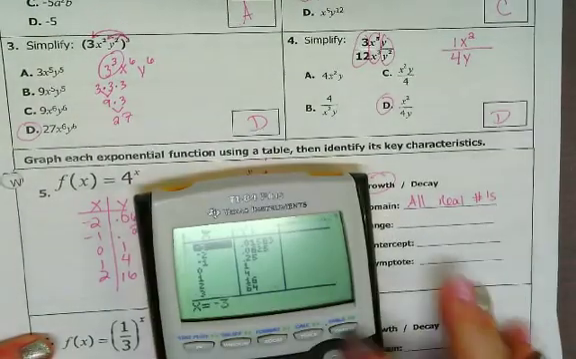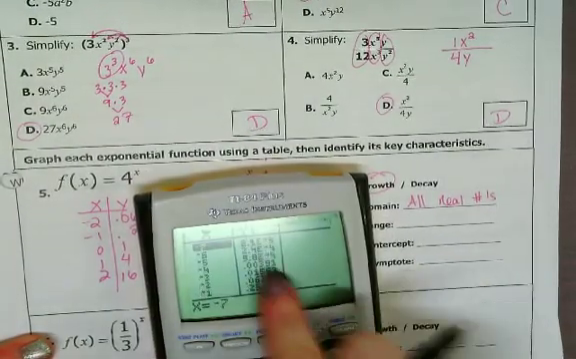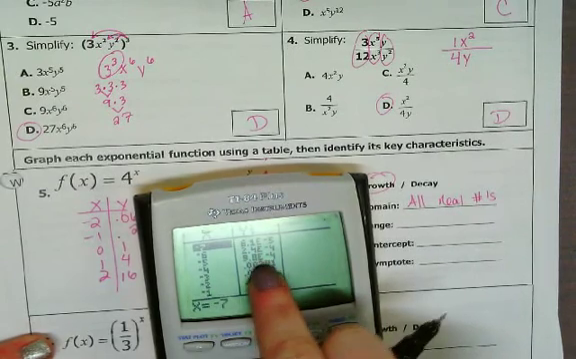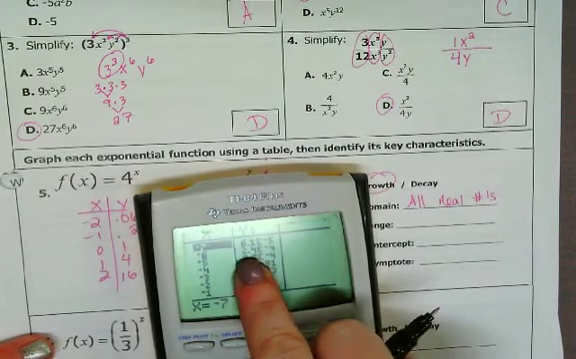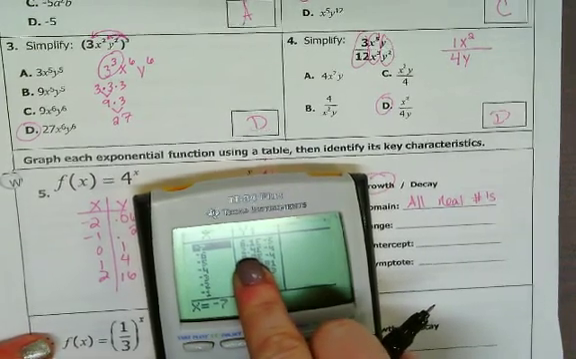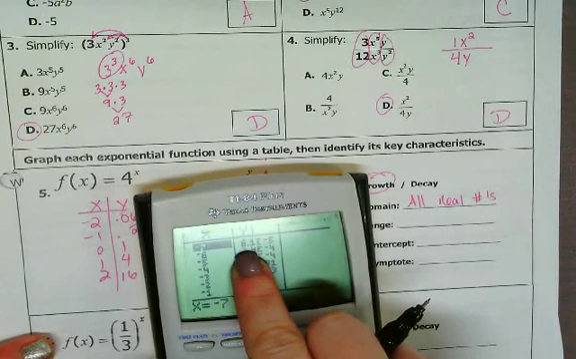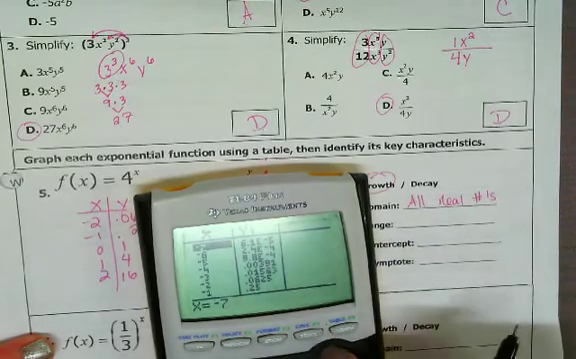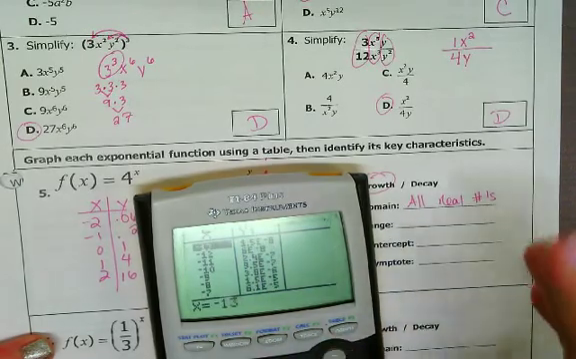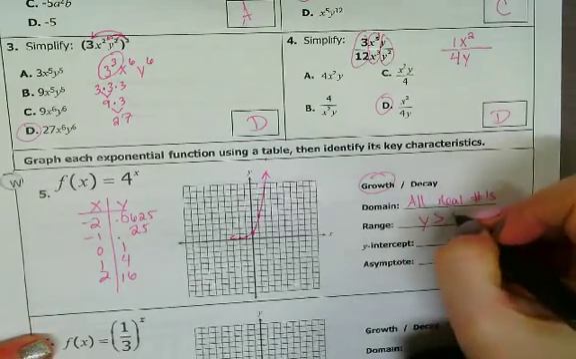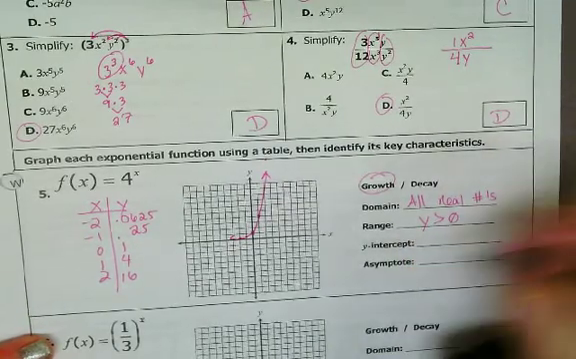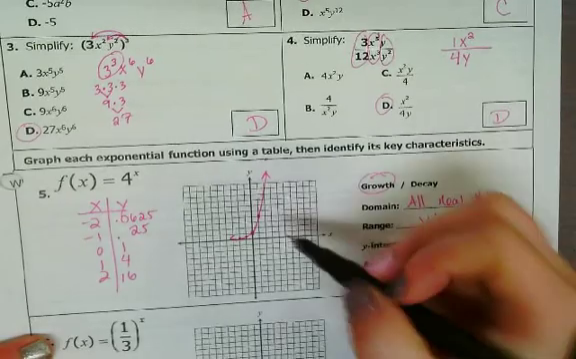My range, if you notice in the table, it never gets to the 0. This would be scientific notation. So this is like 0.00098, 0.00024, 0.00061. So it's getting smaller, but it never actually reaches 0, which means all of my y's are bigger than 0. They're not equal to it, though.